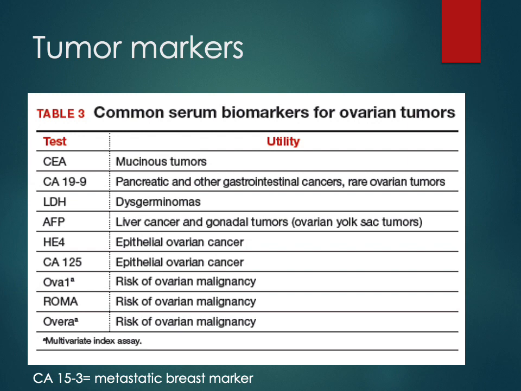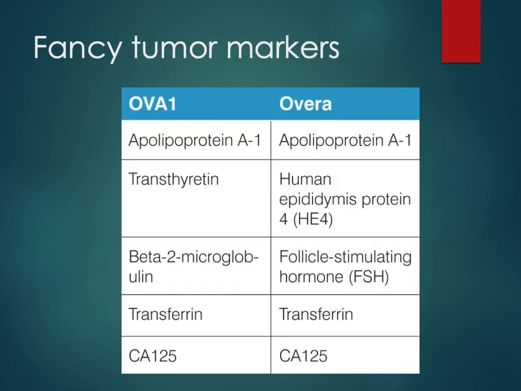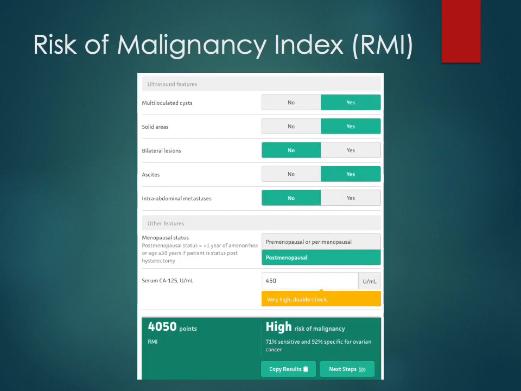And then you have what I call the fancy tumor markers, so your OVA1 or your OVERA test. These are proprietary and generally expensive tests that you can do that really help determine whether or not you need to refer a patient to a GYN oncologist.